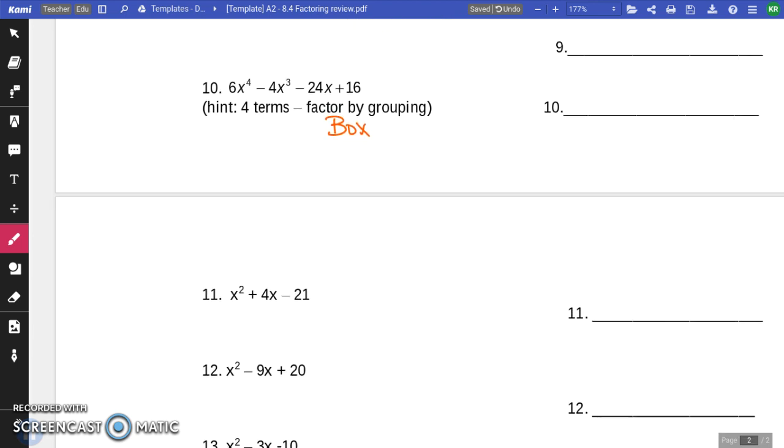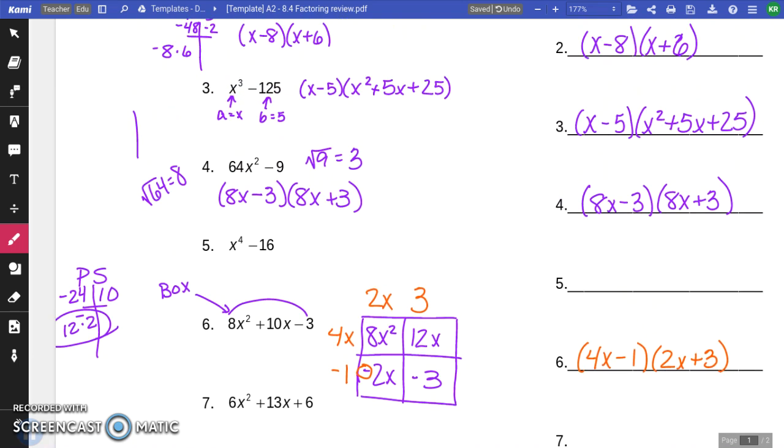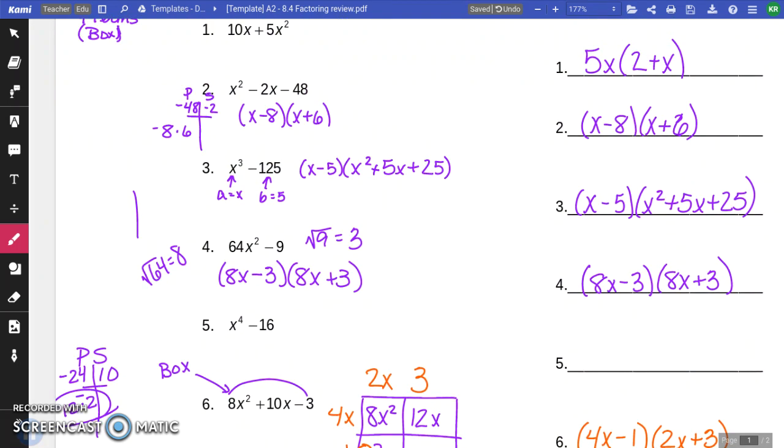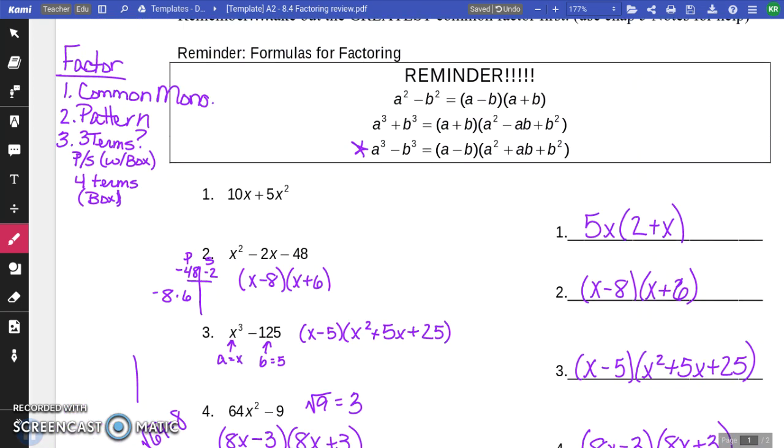Okay, I think that will wrap it up for today. So you all are finishing this worksheet, doing the ones that we did not talk about, doing them together, and I will see you tomorrow.